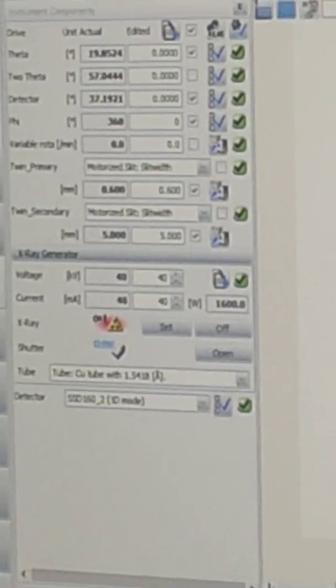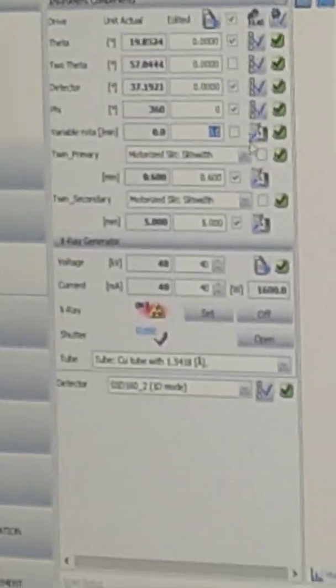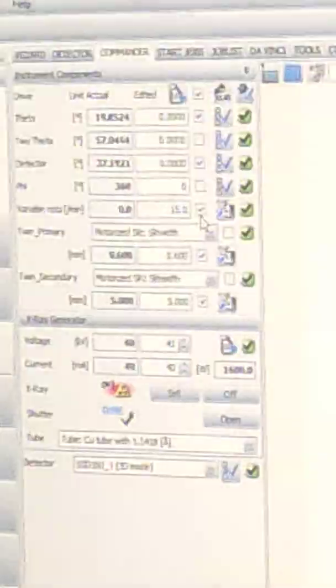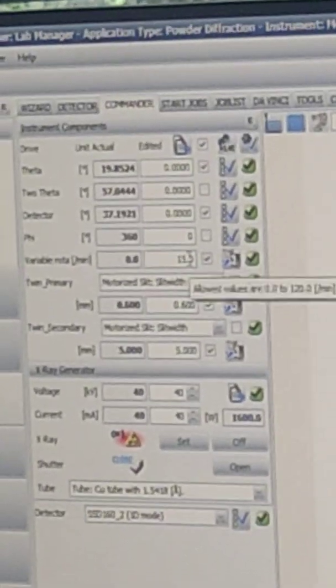I have no idea about the sample. And one more important thing, I can rotate the sample. This is a powder sample, so I can rotate the sample during the data collection. So I am going to rotate the sample as well, at a speed of 15 RPM, 15 rotations per minute.